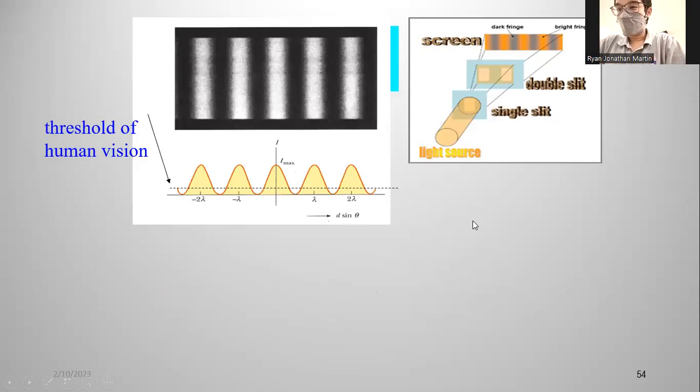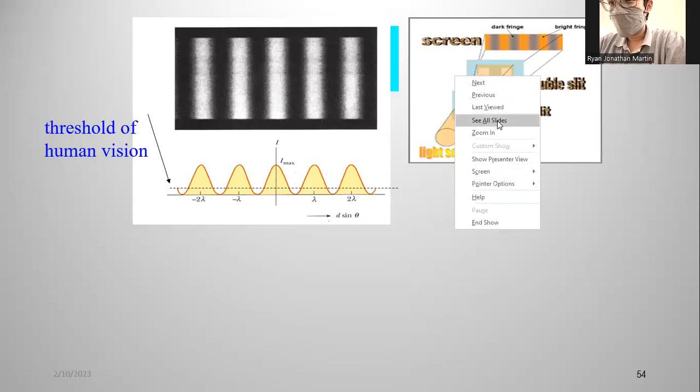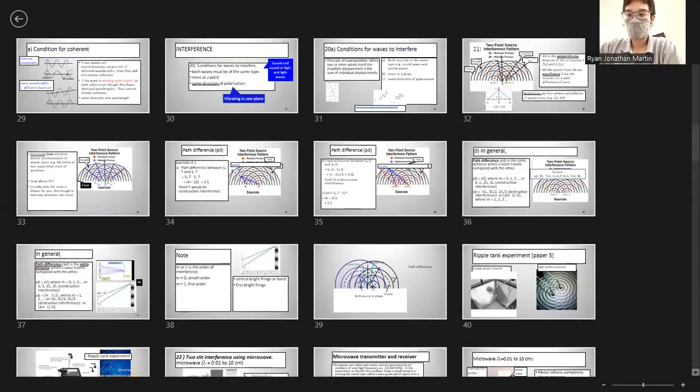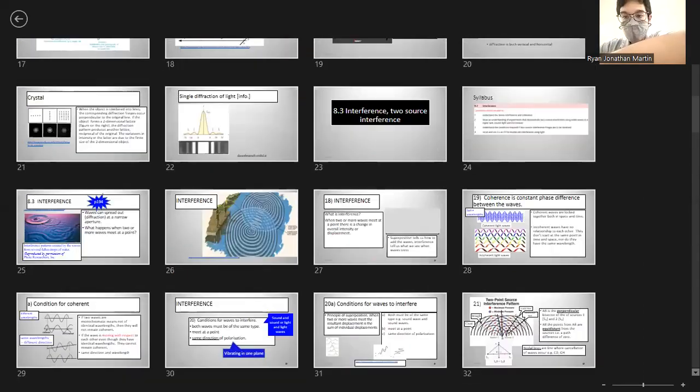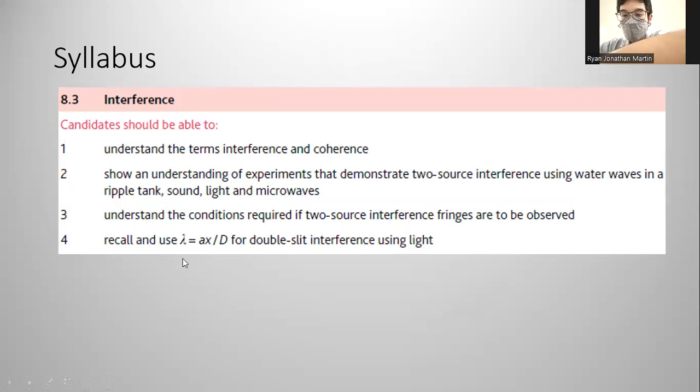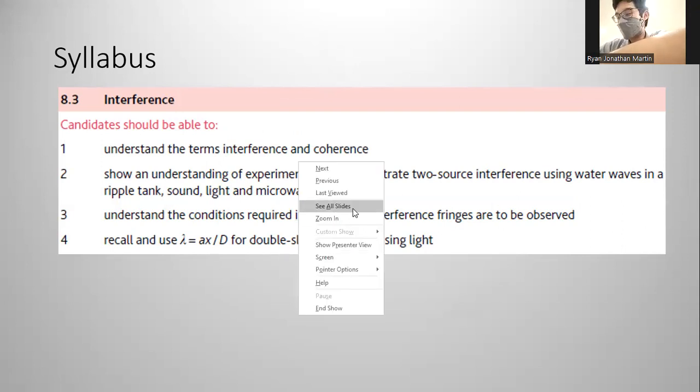How do you derive the formula? Let me see whether you need to derive or not. Always go to the syllabus. If it's not required to derive, then there is no need. Just recall and use, no derivation. Don't waste your time, you don't have much time already.